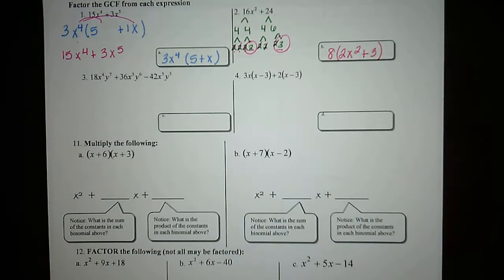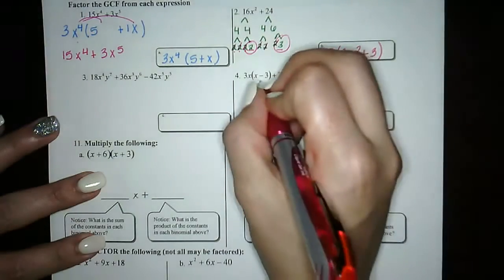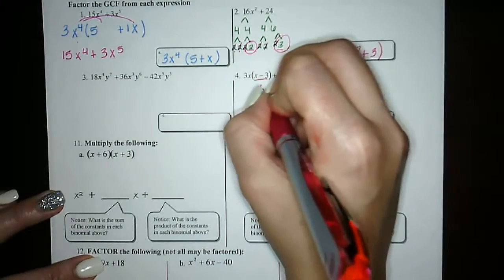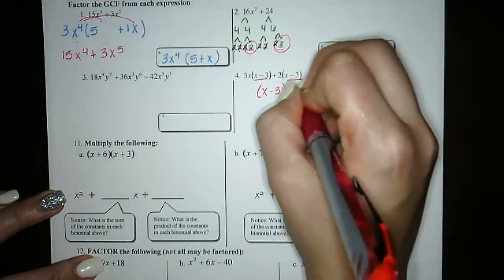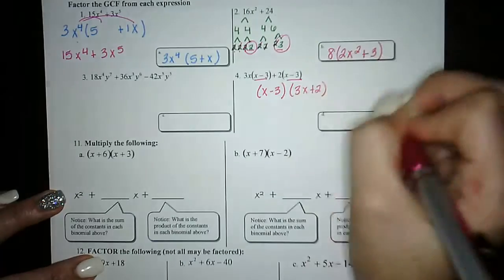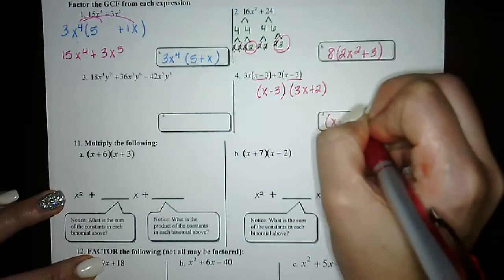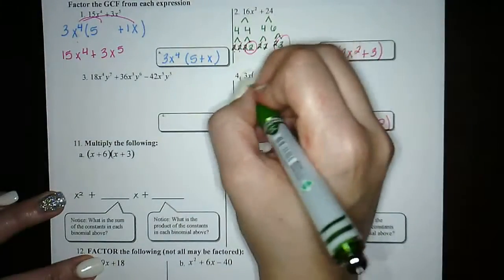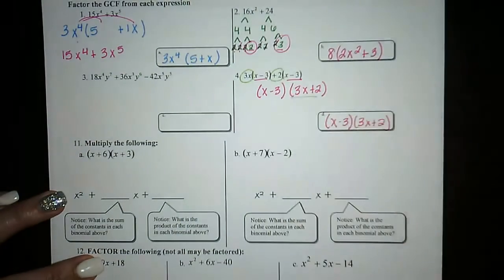Okay, let's look at number 4. What's in both terms that can be factored out? Well, this one's easy. They've already factored it out. X minus 3 can come out. And what are we left with? 3x plus 2. So we see a 3x and a positive 2. That makes up my final factor.